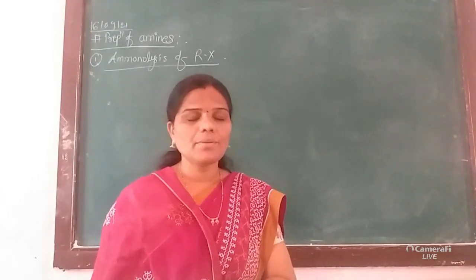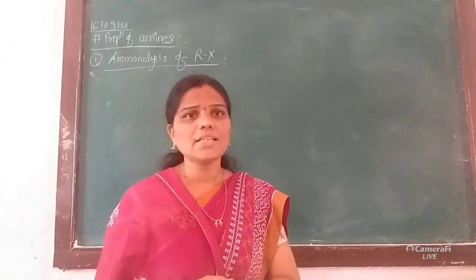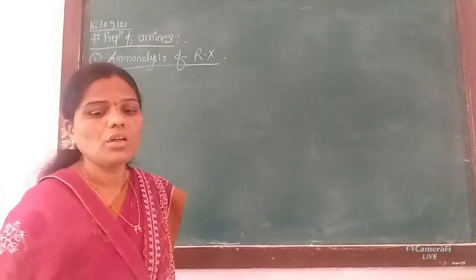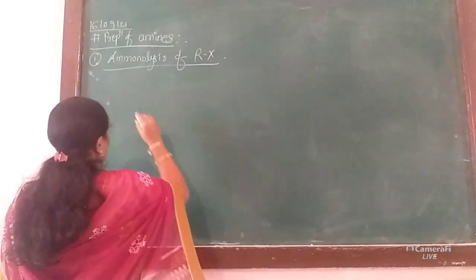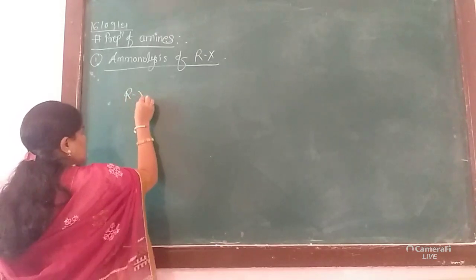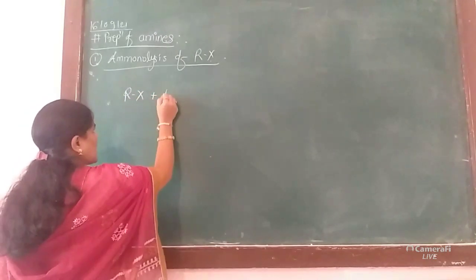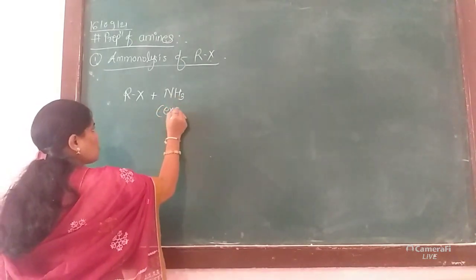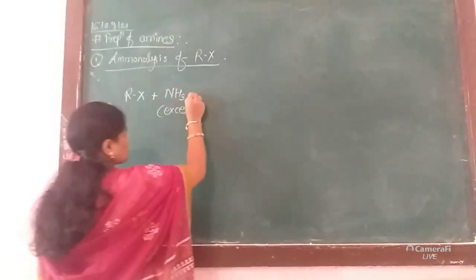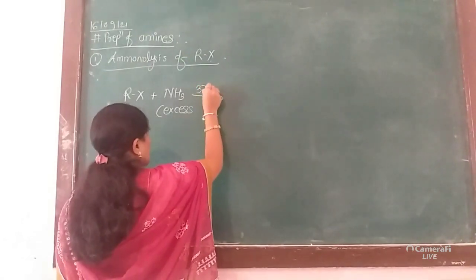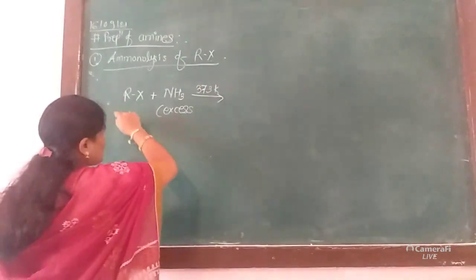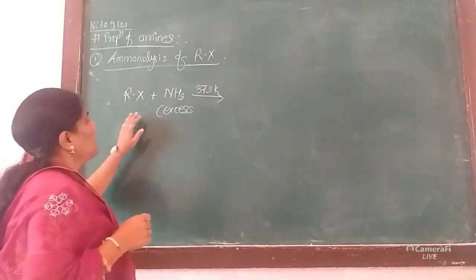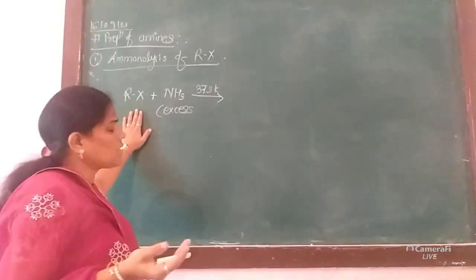At this temperature, nearly 100 degrees Celsius, this reaction is carried out, and then the alkyl halide is converted. So we see this reaction, that is, RX, alkyl halide, reacts with ammonia, when ammonia is used in excess. Here it is simply a nucleophilic substitution reaction.